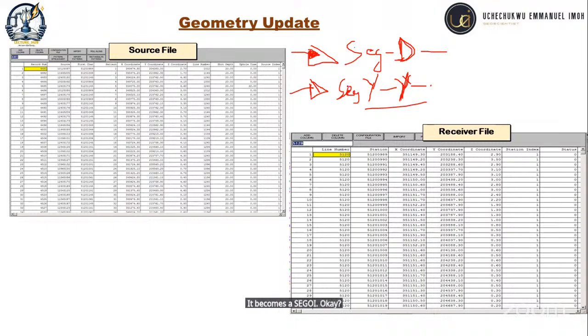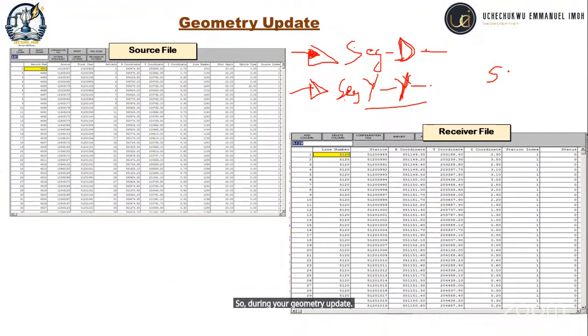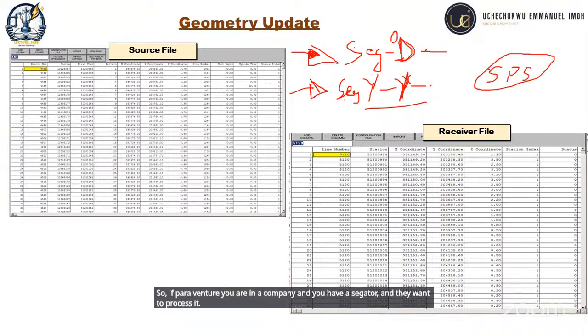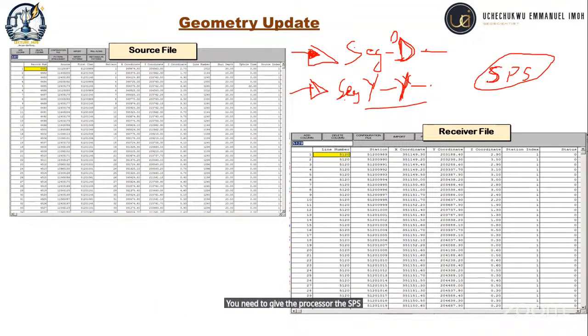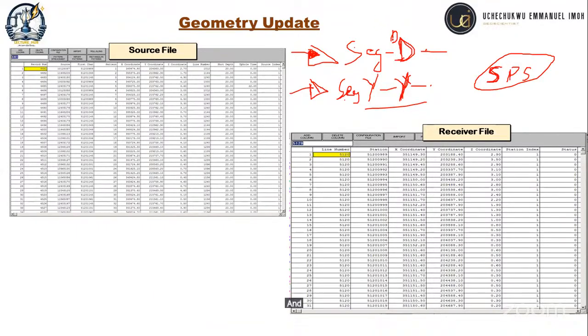Okay? So the seg-D and the seg-Y are typically the same seismic data. No difference in terms of subsurface information, but the difference is that the seg-D data is unidentified. It doesn't contain the SPS information, while the seg-Y contains the SPS information. So during your geometry update, you need the SPS file to do your geometry updating of your seismic data. If you're in a company and you have seg-D data and they want to process it, you need to give the processor the SPS file. Have that at the back of your mind. You have to give the processing company the SPS file and the seg-D file.